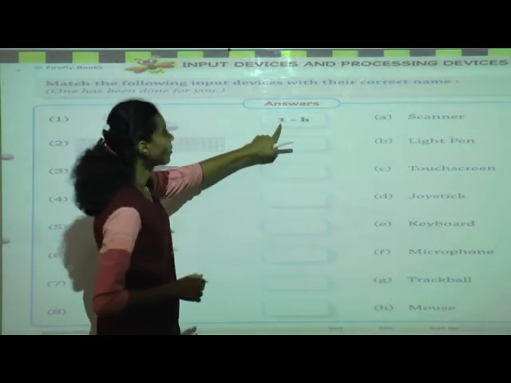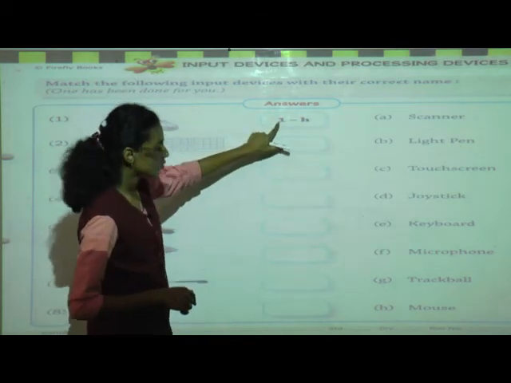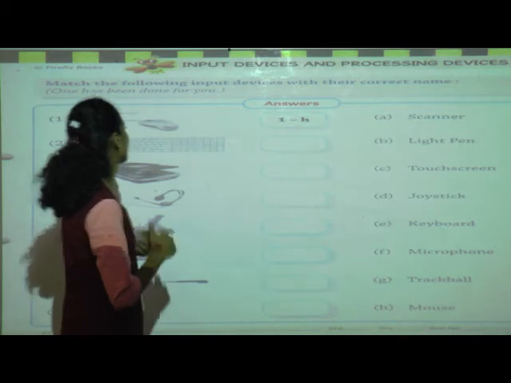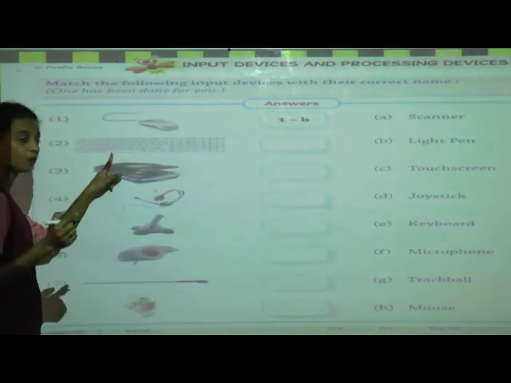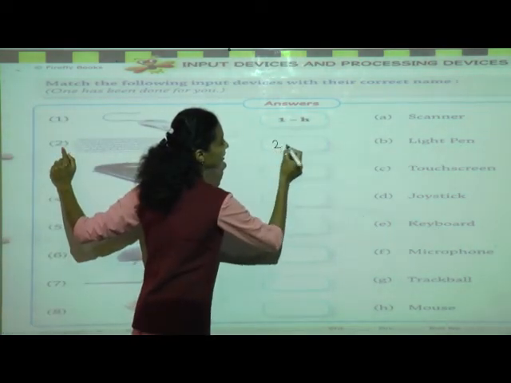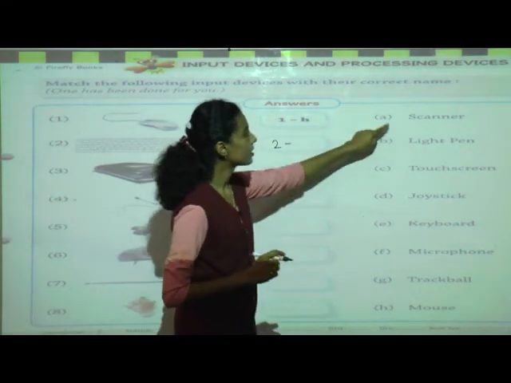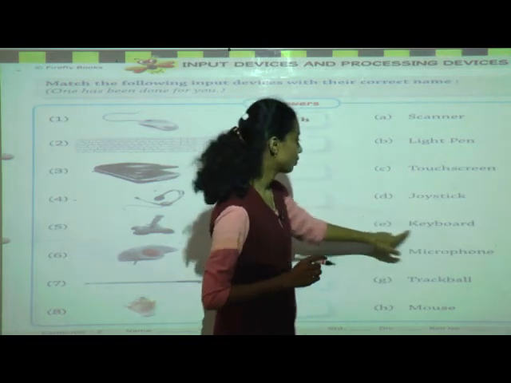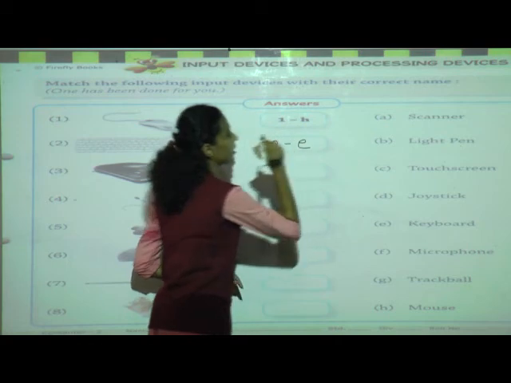First one, what is the answer of the first one? Mouse. Then what is the letter of mouse? H. Then H. What is this? It is a keyboard. What is the number of keyboard? Second. Okay. And where is keyboard? Scanner, light pen, touch screen, joystick, keyboard. What is here? E. Then E. We will write here E.